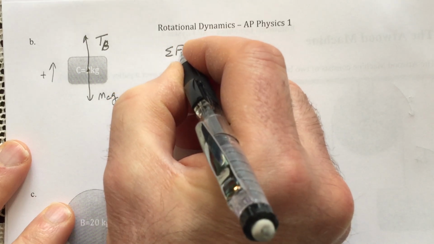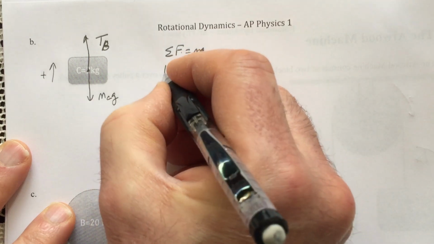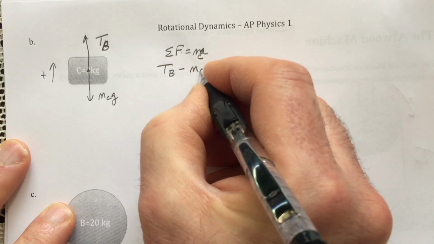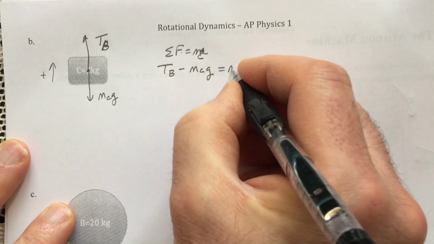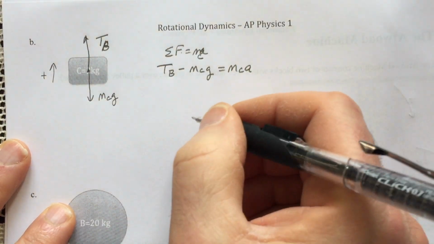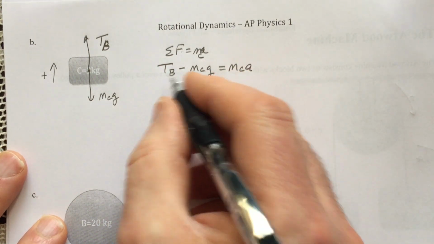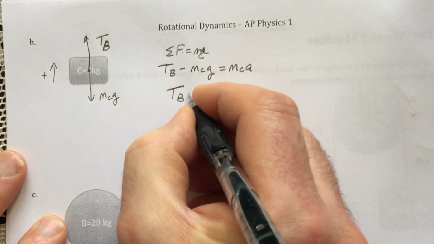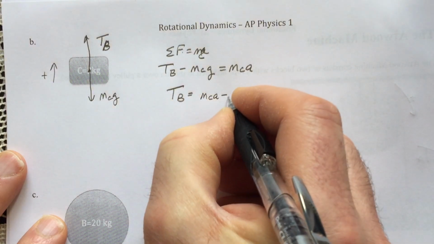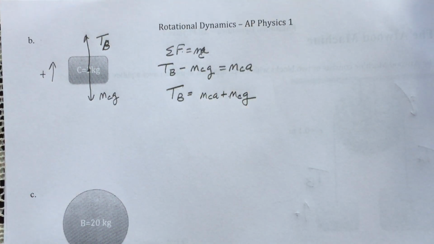Sum of the forces equals mass times acceleration, and that's mass of C. So I get my tension B minus M_C G, because it's in the negative direction, equals mass of C times my acceleration. So far, so good. Now, let's finish this guy up. Let's set it equal to tension of B plus, be careful, M_C G. The signs are the killers on this.